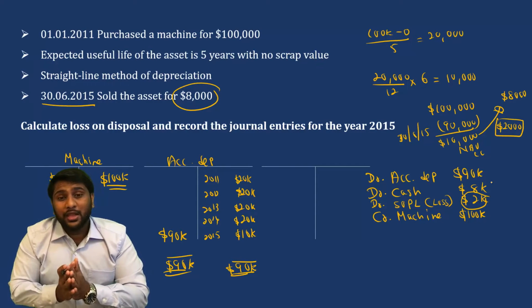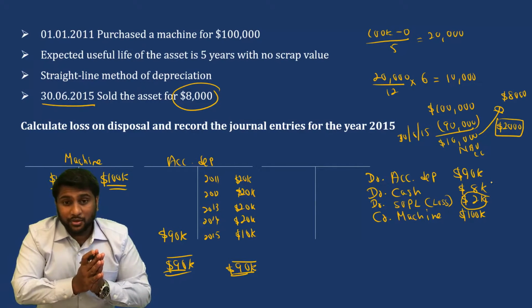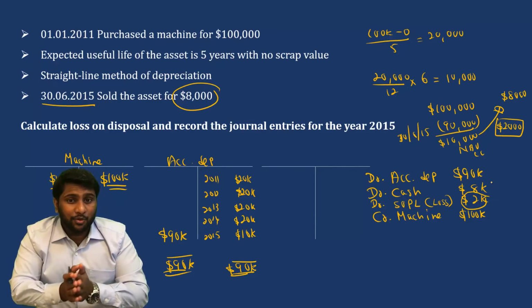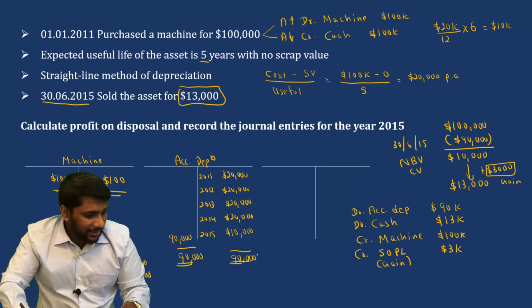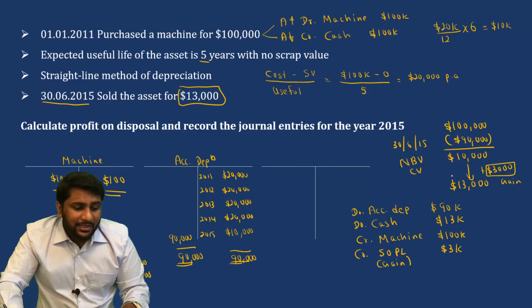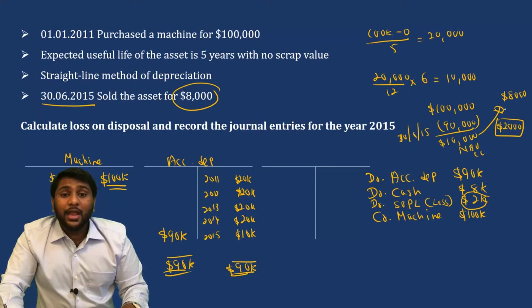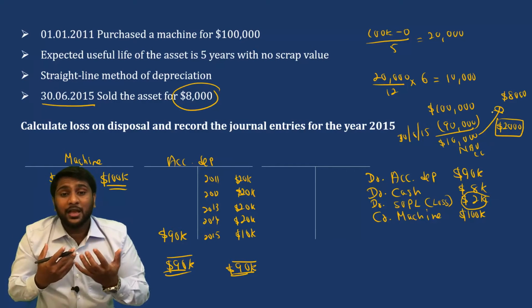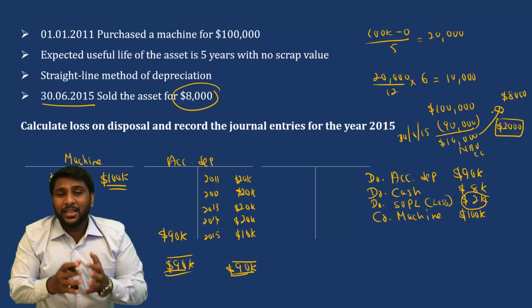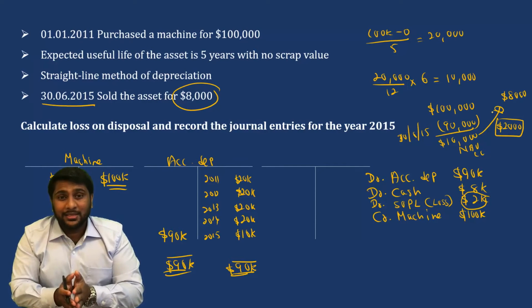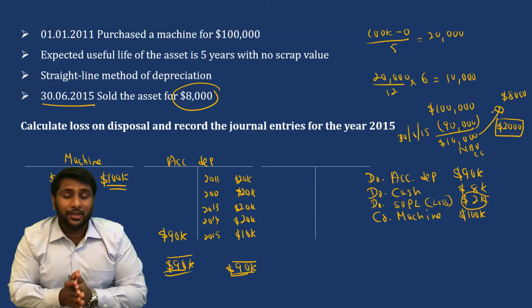So how to calculate the profit or loss on disposal? If the selling value is greater than the net book value, like in this calculation here, see, the selling value is 13,000, net book value is 10,000, so you are making a gain. If you take this particular example, your net book value is 10,000, selling value is only 8,000, so you are making a loss. So this is how you have to calculate the profit and loss on disposal, and I explained the respective journal entries using this particular example.